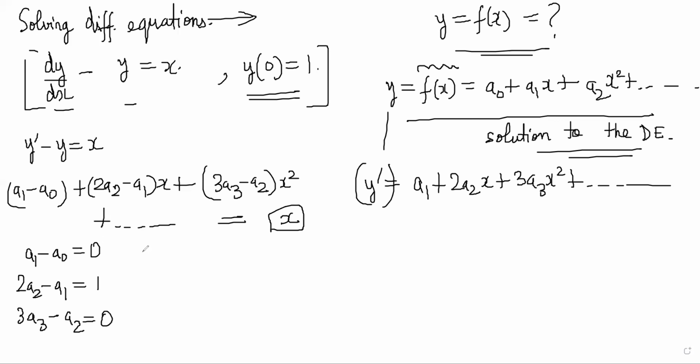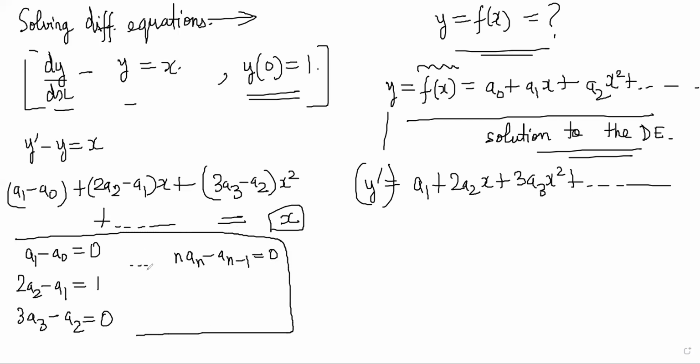3a3 minus a2 is 0 and so on. And finally, you'll get one equation, nan minus an minus 1 is equal to 0. So what is the meaning of these values? How can you find a0, a1, a2 and all from here?